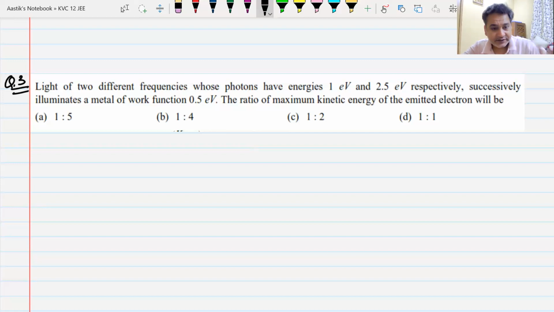Yes, anyone with an answer here? 1:4. 1:4. I will not tell you how to do this. Everyone knows how to do this. Yes or no? Just had to get the answer.